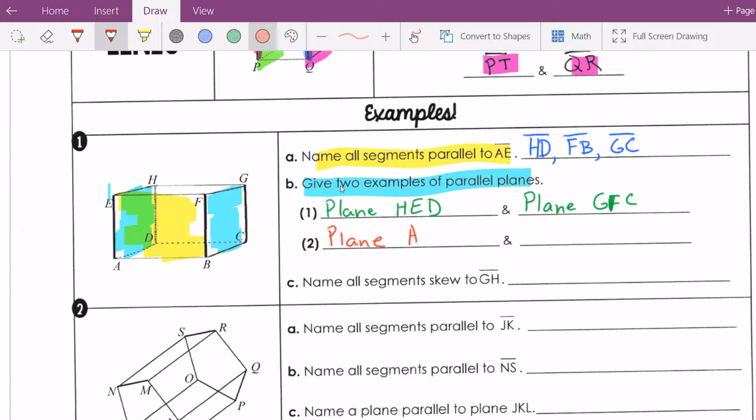So we got plane ABE here, and then we need to figure out which one it's parallel to. So if it's the front, we're going to be parallel to the one in the back. And again, we just pick 3 letters that are on that side. So that would be plane, we'll go with GCD.